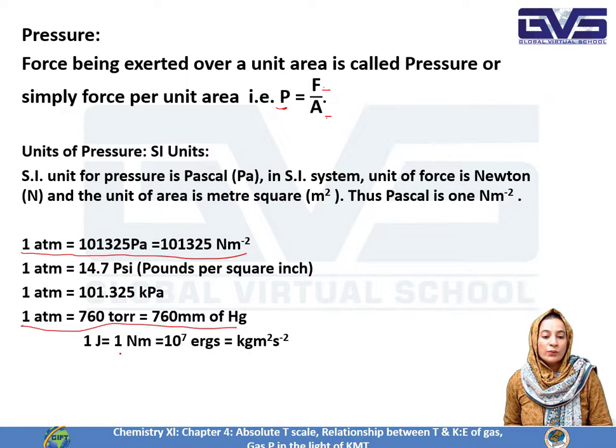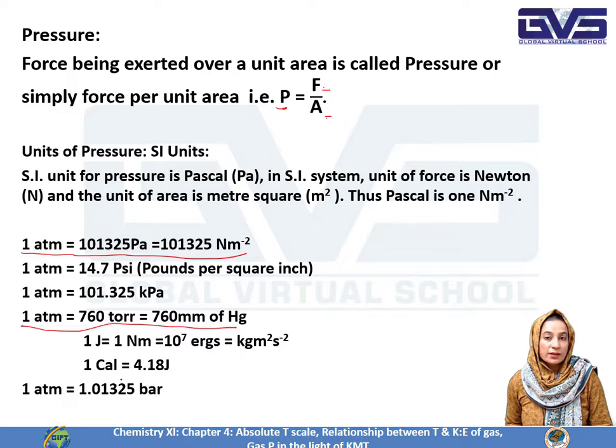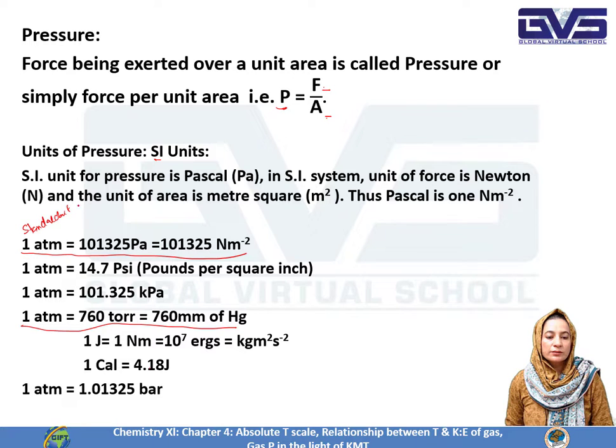And you know 1 Newton meter is equal to 1 joule, and 1 joule equals 10 to the power 7 ergs, and that is equal to kilogram meter square per second square. And also larger than the joule is the calorie. 1 calorie is equal to 4.184 joule. And there is also another unit called the bar, which is again a smaller unit than the atmosphere. 1 atmosphere is equal to 1.01325 bar. So these are all the units of pressure. The SI units are the Pascal and Newton per meter square, but the atmosphere is the standard unit.